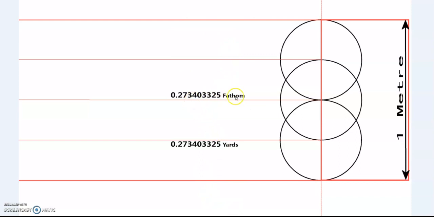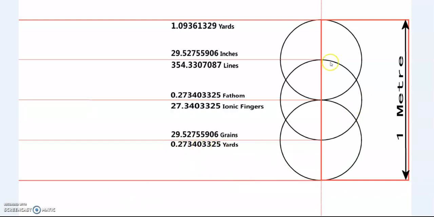But to start with, I already mentioned 27.3. So 50 centimeters or half a meter is 0.2734 fathom. 25 centimeters is 0.2734, same number but in yards. So this double vesica, as we saw, linked to great lovely pendulums linking ancient units of measure.